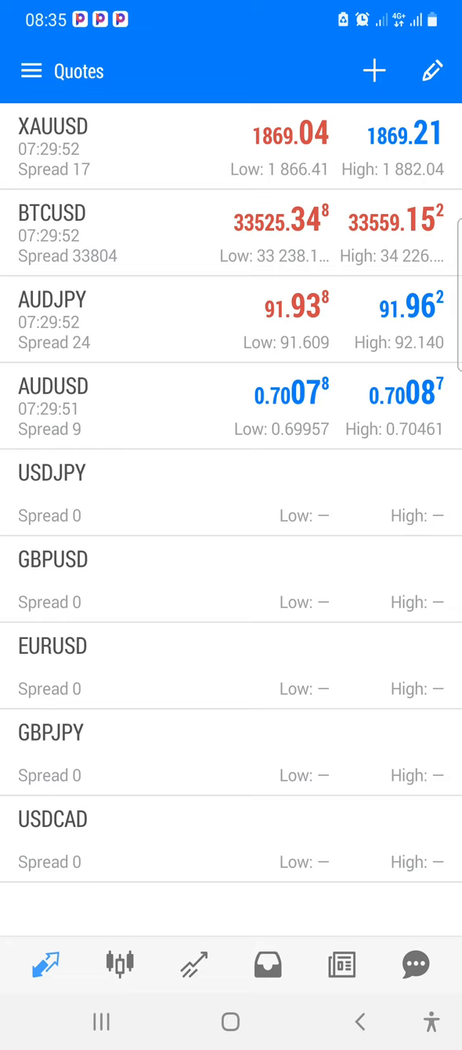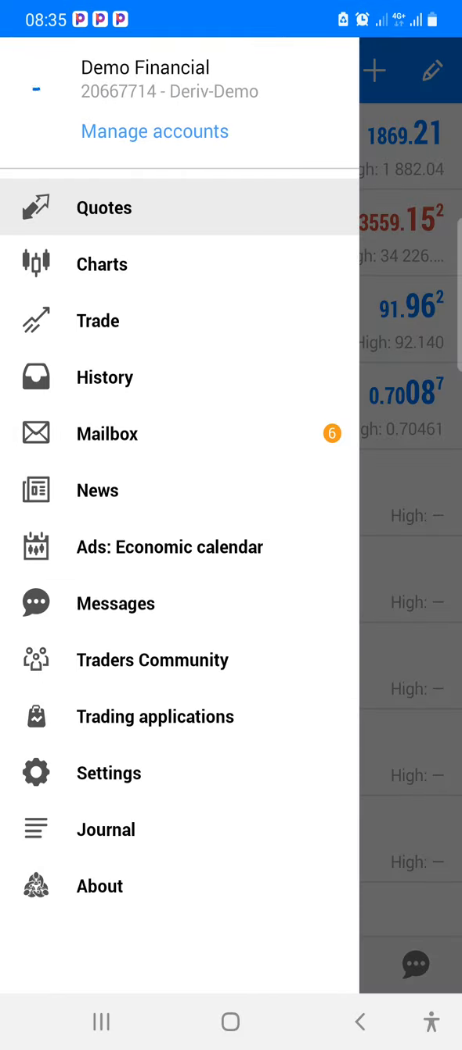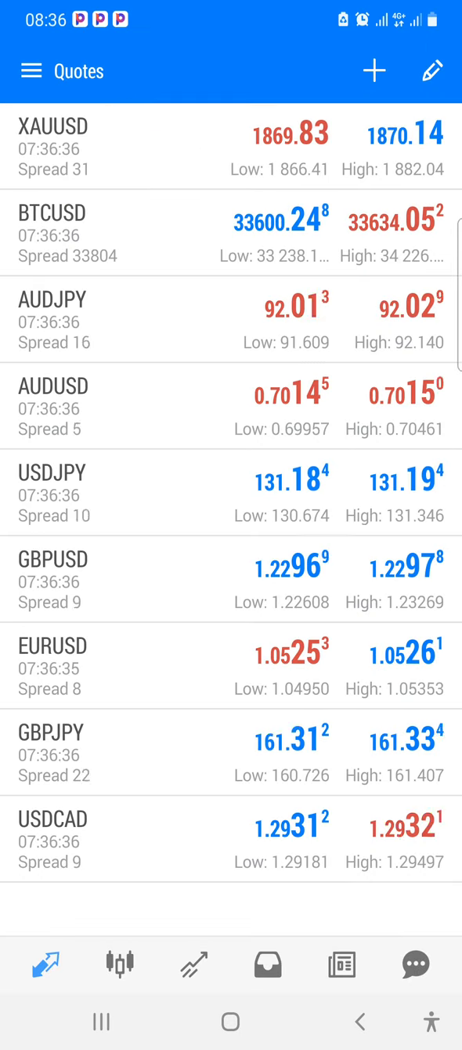This one hasn't shown yet, the spread, I don't know. Okay, this is my network, sorry. All right, so you can see that it has shown and price is moving.